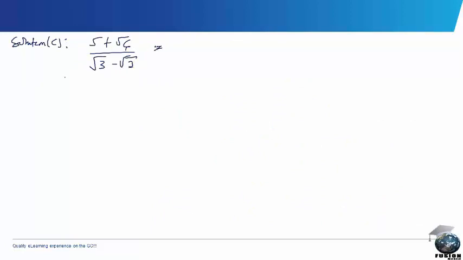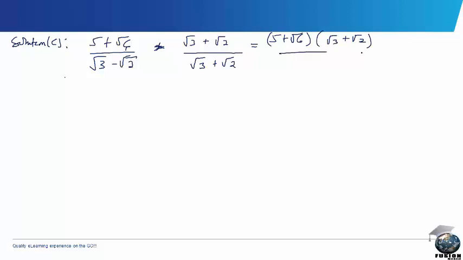Alright, so all we have to do is multiply by the denominator, changing the sign, and so we have root 3 plus root 2 all over root 3 plus root 2. Okay, and so when we multiply, we have 5 plus root 6 times root 3 plus root 2 all over root 3 minus root 2 times root 3 plus root 2.